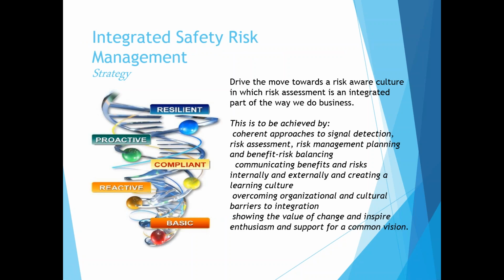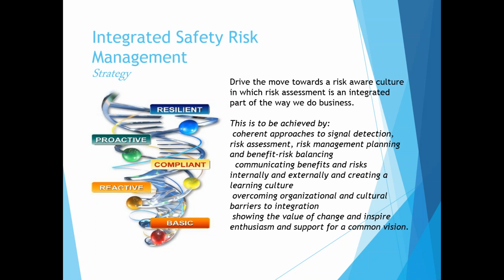So what needs to be done in order to drive the development from a basic risk management culture to a resilient one is to have coherent approaches to all processes that are important for the management of drug safety risks. They start from signal detection, risk assessment, risk management planning and implementation, and the balancing of benefits and risks. Benefits and risks need to be communicated internally and externally, and a learning culture needs to be created in which all the functions in the organization learn about what it means to manage benefits and risks, which also includes that organizational and cultural barriers may have to be overcome. So this breaking up of silos is a really important step on the way to a resilient risk culture.